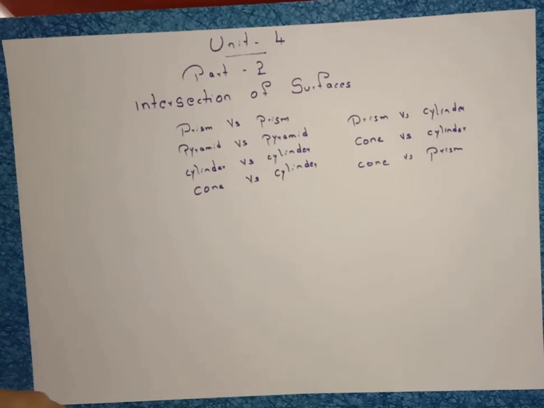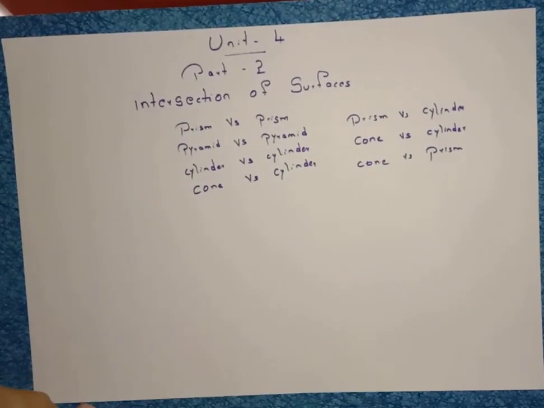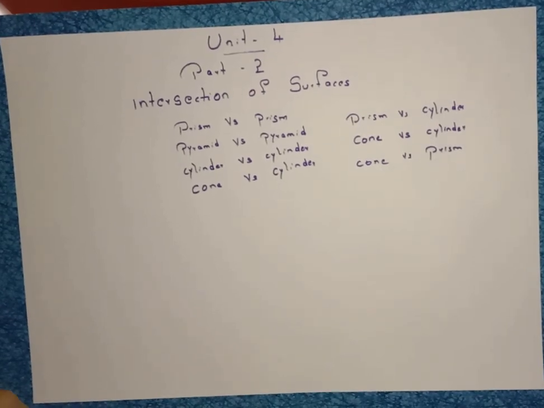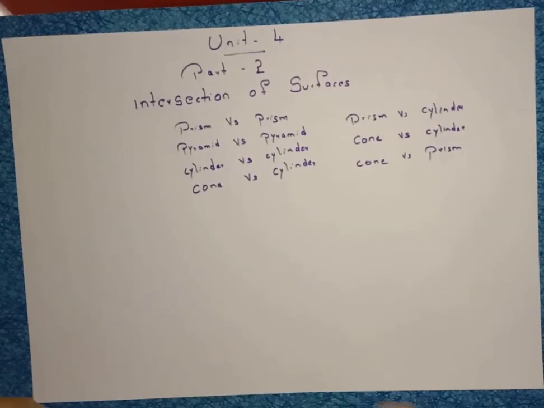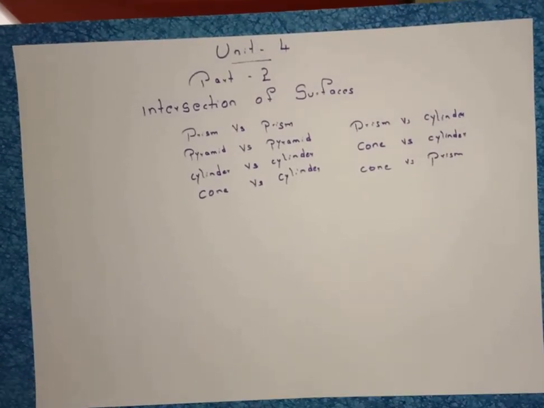First read the question properly and see what they mentioned: prism versus prism, pyramid versus pyramid, cylinder versus cylinder, cone versus cylinder, prism versus cylinder, cone versus prism. Whatever they mentioned in the question, first read it properly.